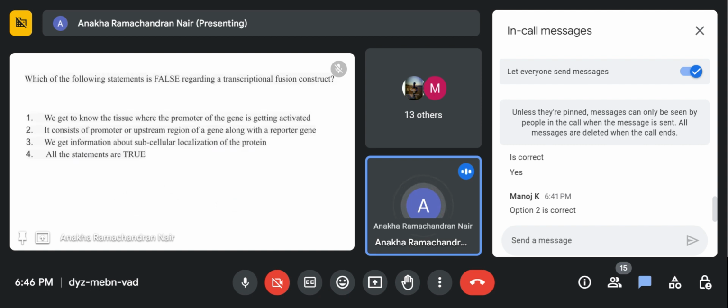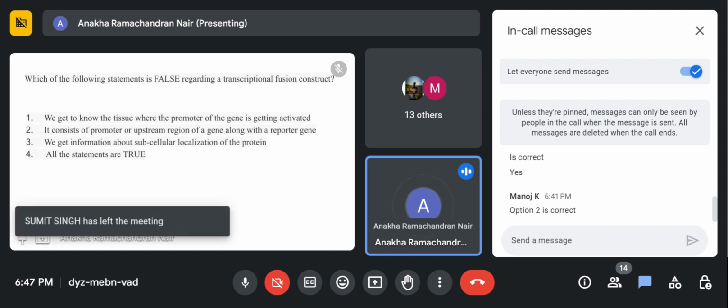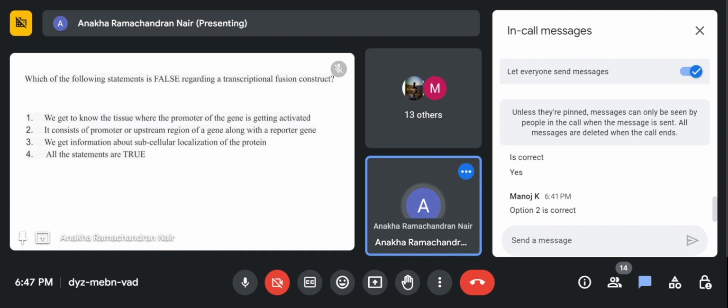And the question is, which of the following statements is false regarding a transcriptional fusion construct? Okay, so there are four options given to you again. This is a slight trick question, I think. So option one is we get to know the tissue where the promoter of the gene is getting activated. Option two is it consists of a promoter or upstream region of a gene along with the reporter gene. Option three is we get information about subcellular localization of the protein. And option four is all the statements are true.